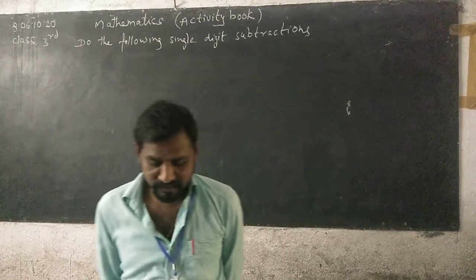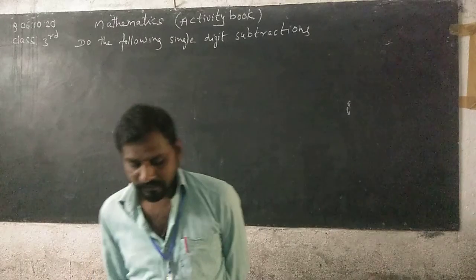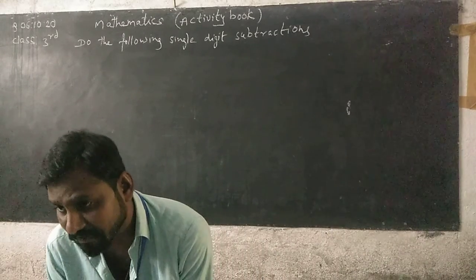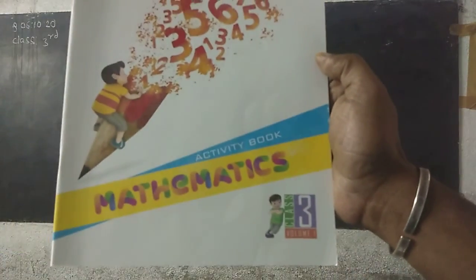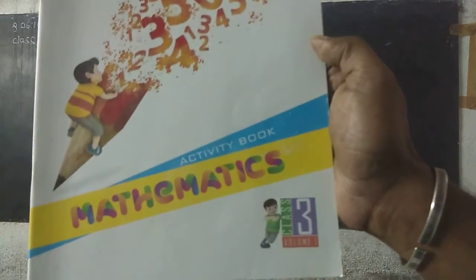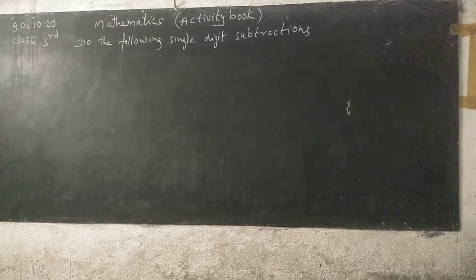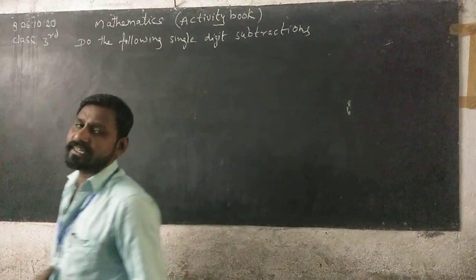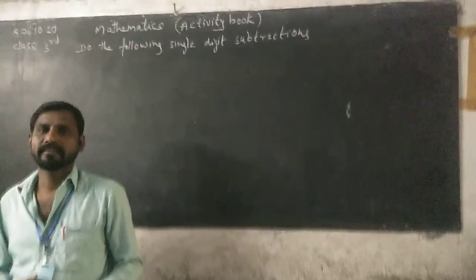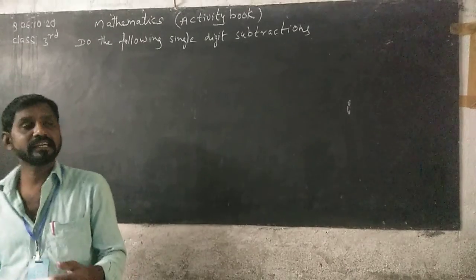My dear third class students, today we will discuss subtraction. Okay? From your activity book, page number 28. Third class activity book, volume 1. Activity book, volume 1, page number 28. See here, do the following single digit subtractions.